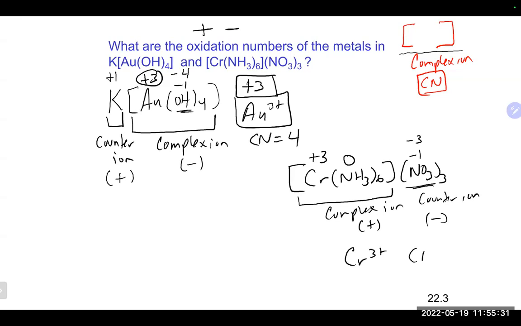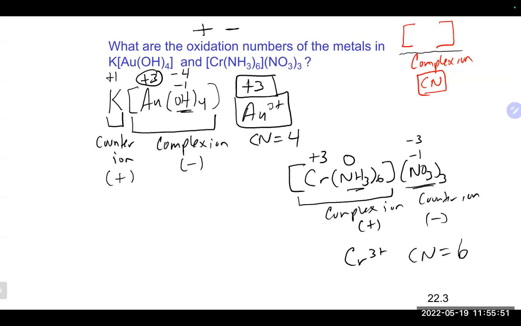Coordination number here would be 6. Yep. NH3 is monodentate, and there are 6 of them. So the nitrogen in each of the NH3s are the one that is binding into the metal. Question on how to assign oxidation numbers.